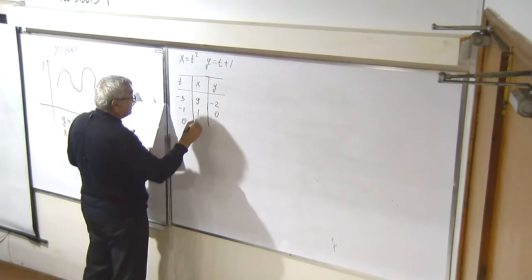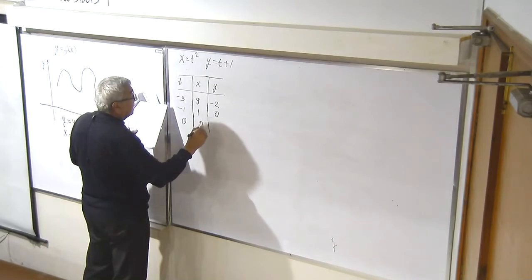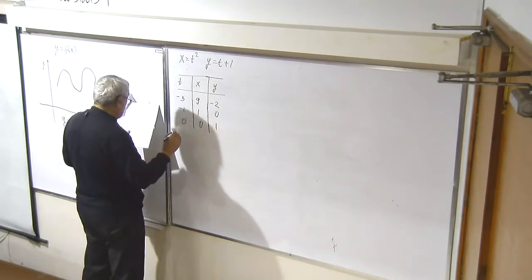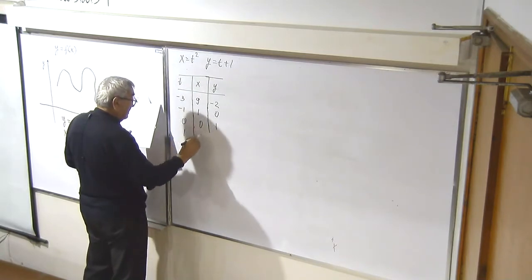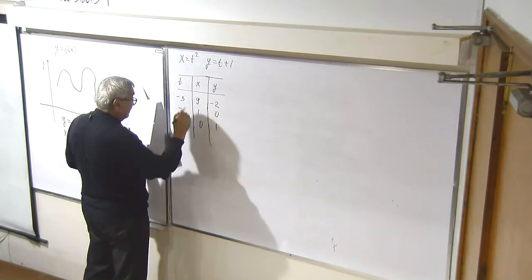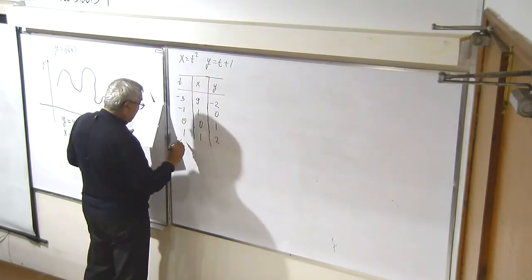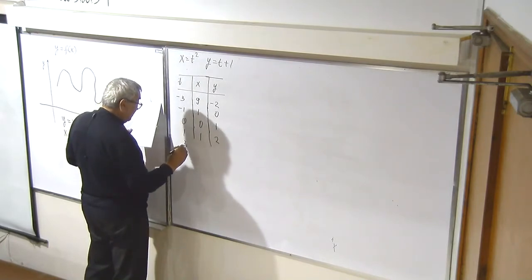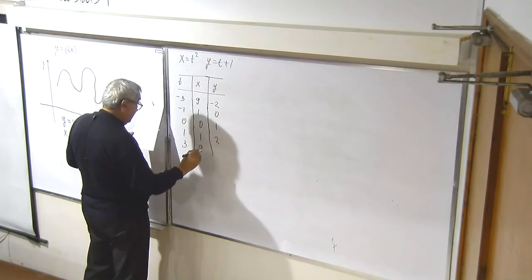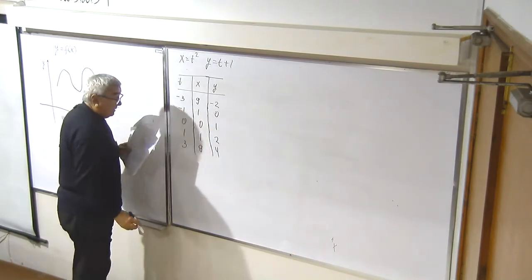That means if you take t = 0, here x will be 0. This will be t, that means 1, and 1. If you take t = 1, x will be 1. Here y will be 2. And at last, I will take t = 3. That means here will be 9. Here will be equal to 4.